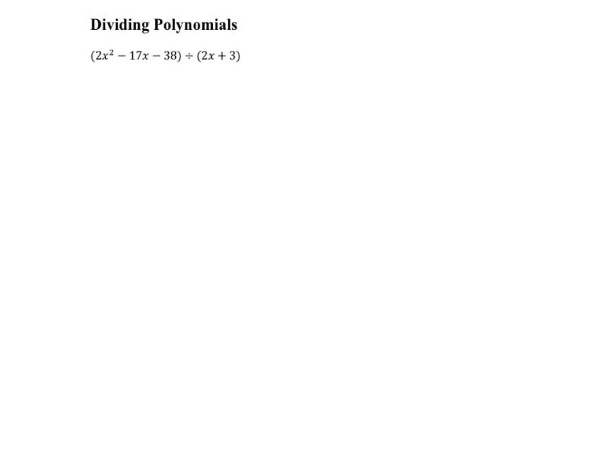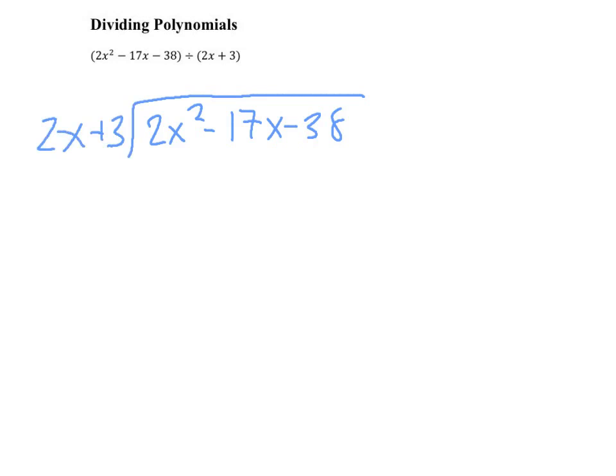My last example, I have 2x squared minus 17x minus 38. That's my dividend, so I put it in my divide sign. Then I have 2x plus 3 on the outside. So now I start dividing. 2x times what is 2x squared? Well, 2x times x is 2x squared. Then I multiply that x, so I get 2x squared plus 3x.